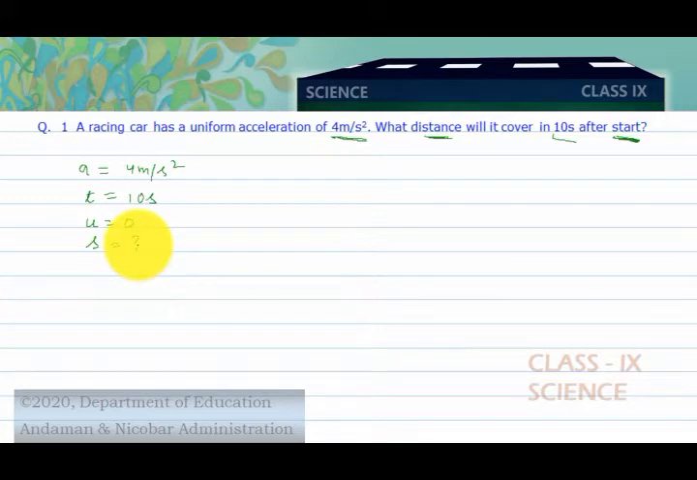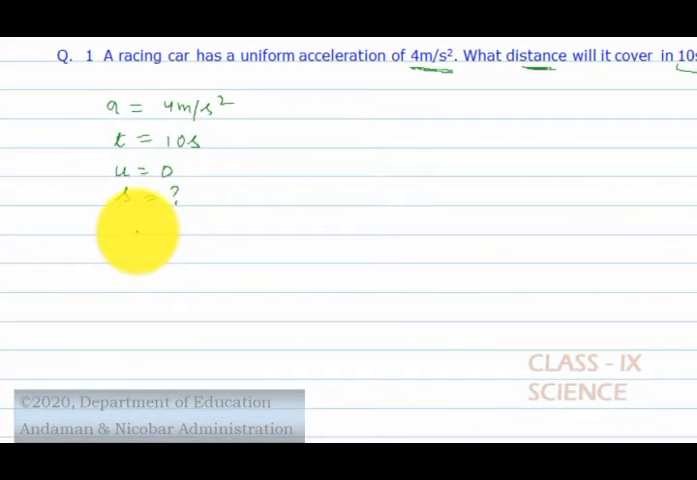Now which formula are we going to use? We know that the second equation of motion will do the job. So S is equal to ut plus half at square. Since initial velocity is given, time is given, and acceleration is also given, by using the second equation of motion, we can find the distance traveled by the racing car.